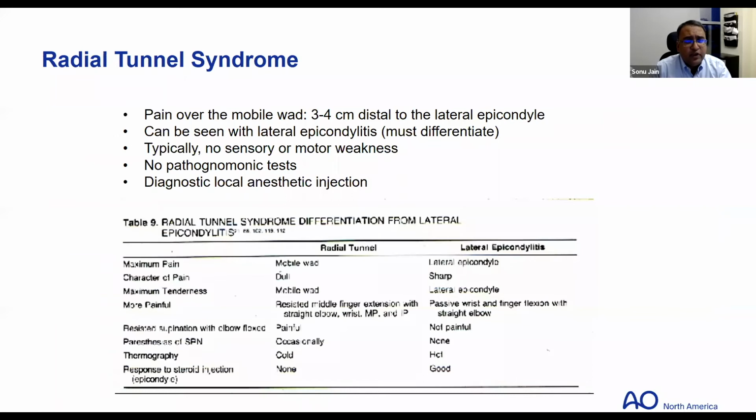So when you have this pain over the mobile wad, distal to the lateral epicondyle, you're sometimes trying to differentiate this from lateral epicondylitis because it seems almost similar, and there's no real pathognomonic test. Sometimes you can do a diagnostic injection distal to the lateral epicondyle and see if that helps. This little graph here kind of helps differentiate it. Lateral epicondylitis is more pain at the lateral epicondyle or just a little bit distal. The radial tunnel is going to be more in the mobile wad. And resisted supination with the elbow flexed is more painful with radial tunnel, not necessarily with lateral epicondylitis.